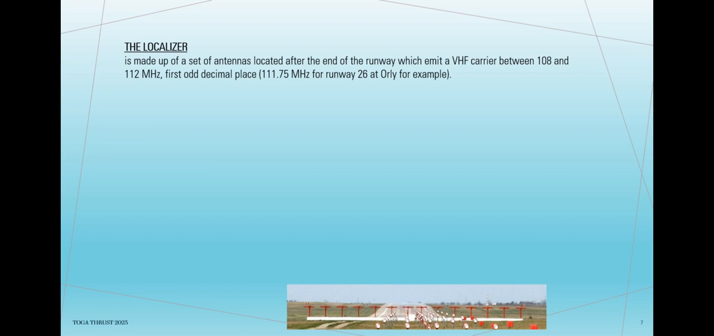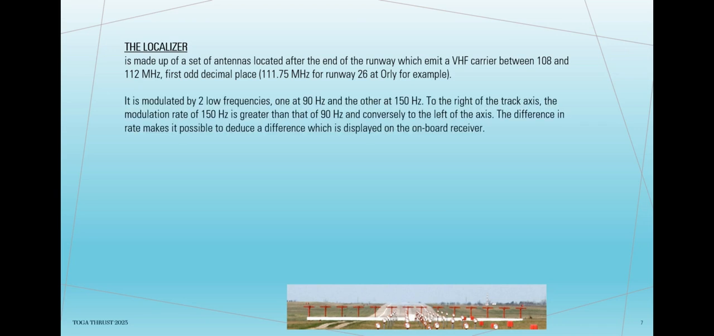The localizer is made up of a set of antennas located after the end of the runway which emit a VHF carrier between 108 and 112 MHz, first odd decimal place, 111.75 MHz for runway 26 at Orly, for example. It is modulated by two low frequencies, one at 90 Hz and the other at 150 Hz. To the right of the track axis, the modulation rate of 150 Hz is greater than that of 90 Hz and conversely to the left of the axis. The difference in rate makes it possible to deduce a difference which is displayed on the onboard receiver.